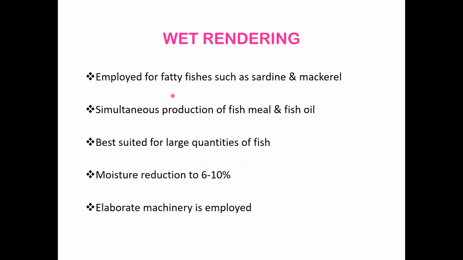For moisture reduction, here we are reducing the moisture level to 6 to 10%. Elaborate machinery is employed. It requires a lot of machinery because several processing steps are involved in the production of fish meal. That's why we require a large space, huge space for machinery installation.